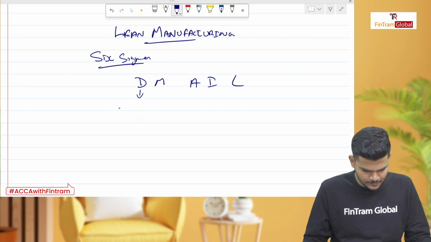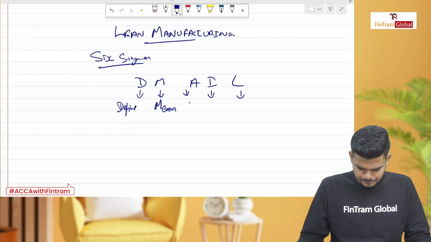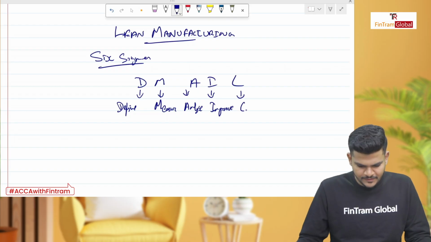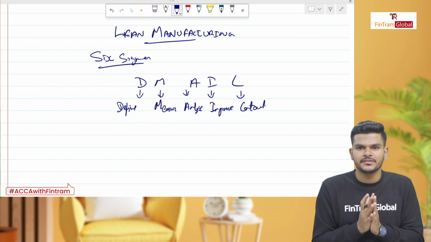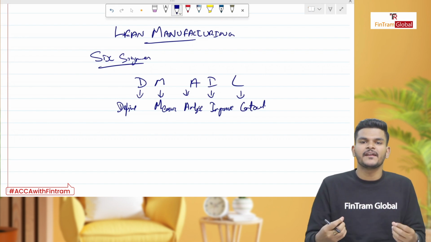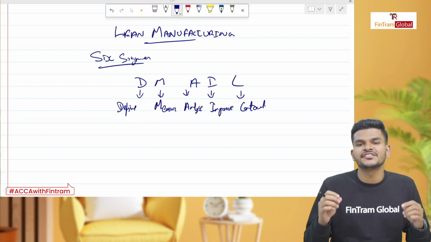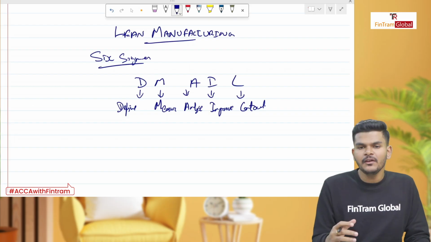I'll just write it down like this. Define, measure, analyze, improve, and then control. So within a particular manufacturing process, or any other process for that matter, we have to first of all define what the particular issue is or what the customer requirements are. Understand what that is, and then what can we do?